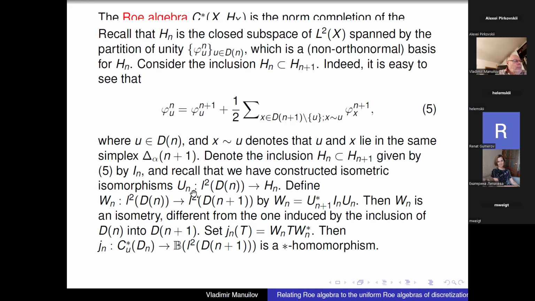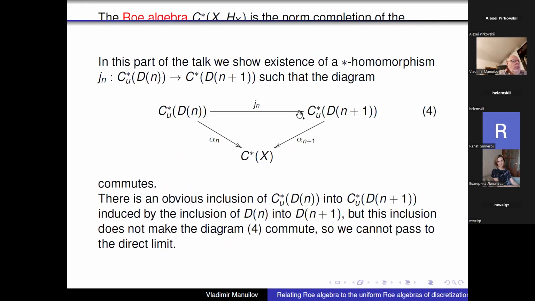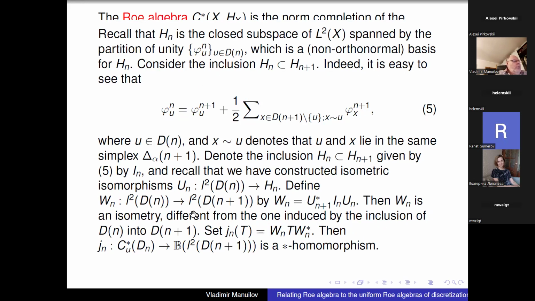And we can use this inclusion to relate. Well, in fact, it suffices to use this inclusion to construct this map J_n. So we can write this by formulas. We can define W_n as a product U_n, then the identity on H_n, and then U star sub n plus 1. And so this W_n is an isometry. It is completely different from the isometry induced by the inclusion of D_n into D_{n+1}.